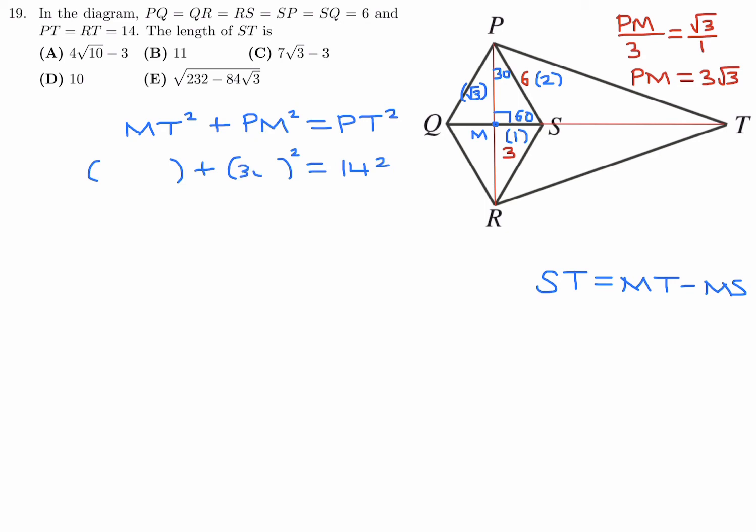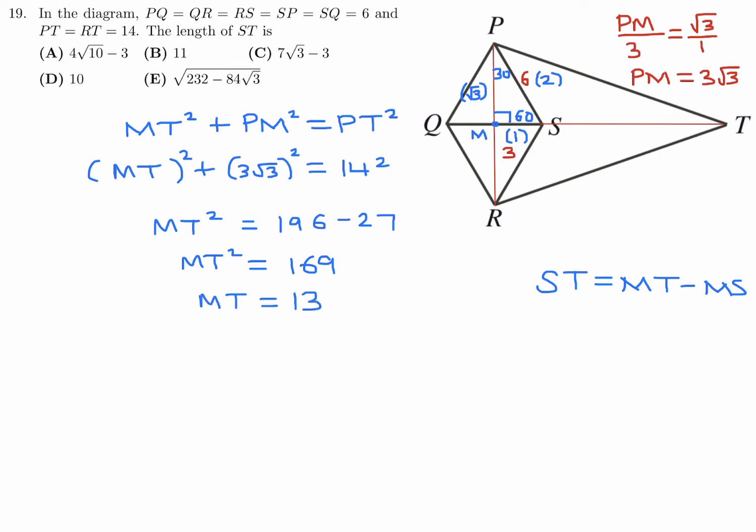PM I put in here, 3 root 3, and then MT, I'll just leave it empty for now. So that means MT squared is equal to 14 squared, which is 196. 3 root 3 squared would be 9 times 3, which is 27, so subtract it on that side. And you get 169 is equal to MT squared. Therefore, MT is the square root of that, which is 13.